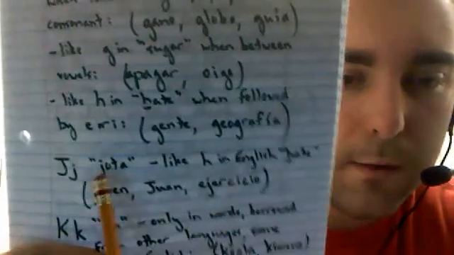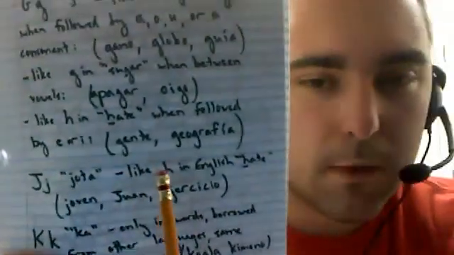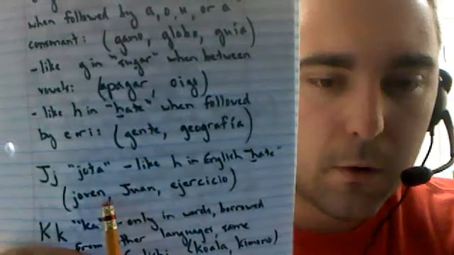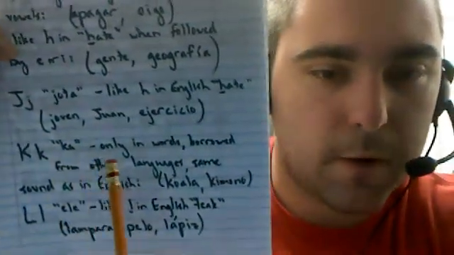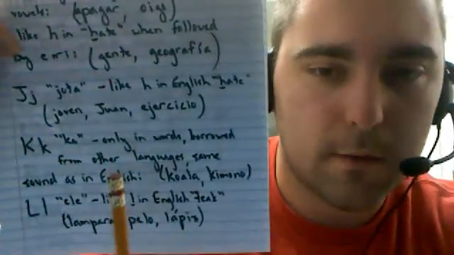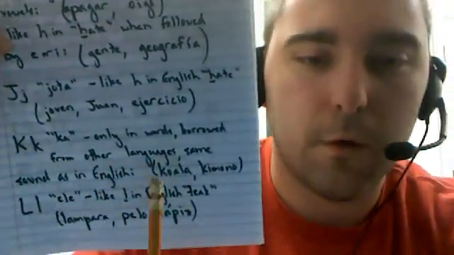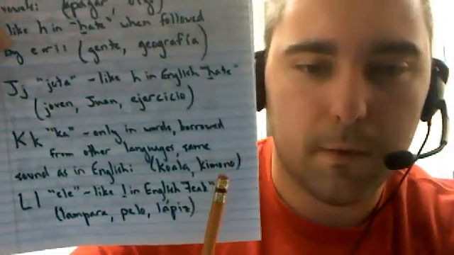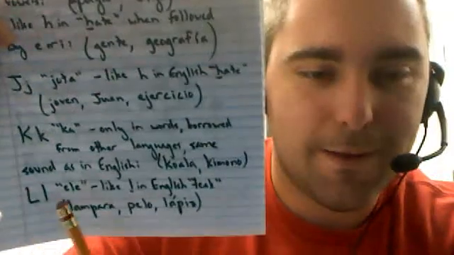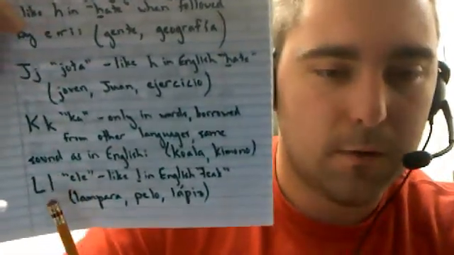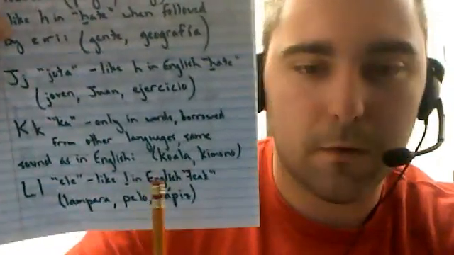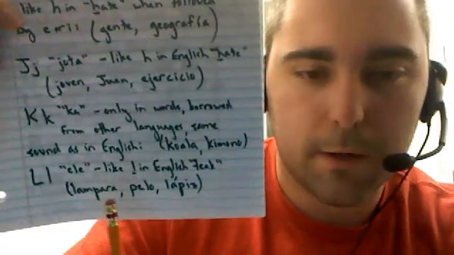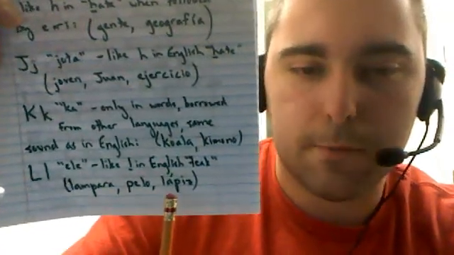Spanish letter J is pronounced like the H in the English word hate. So, joven, Juan, and ejercicio. The Spanish K is found only in words borrowed from other languages, and it's pronounced the same way as in English. So, koala, kimono, and those words mean exactly what you think they mean. In Spanish, the L, which is one L by itself, is pronounced just like the English L in leak. So, lámpara, pelo, and lápiz.